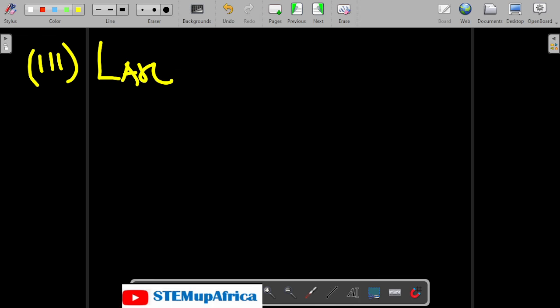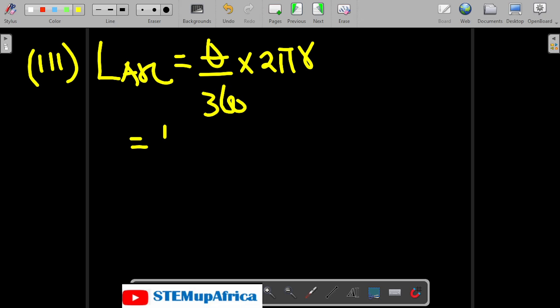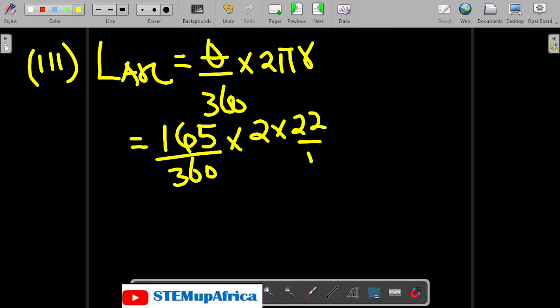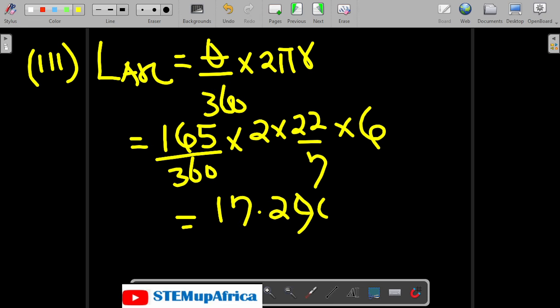So we must go 3. Length of arc on this one is theta over 360, same formula, times 2 pi r. This time we are using 165 over 360 times 2 times 22 over 7 times the radius, which is 6. So 165 times 2 times 22 times 6, divide this value, we're going to have 17.29 centimeter.